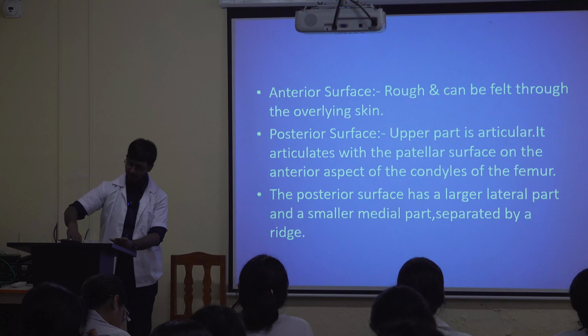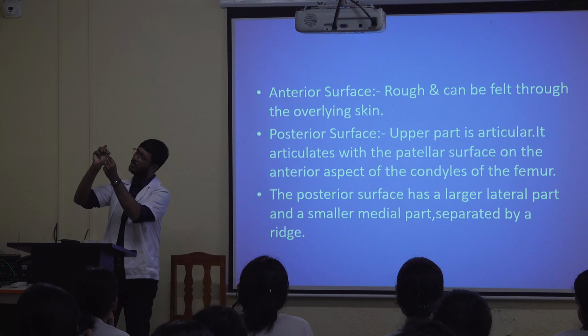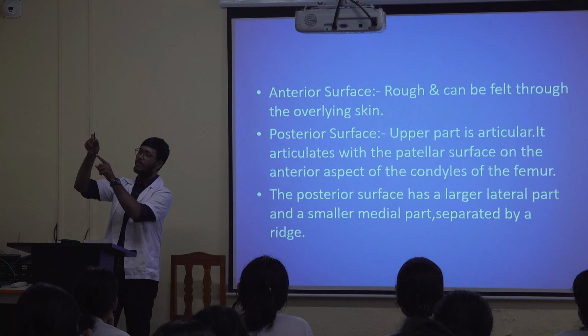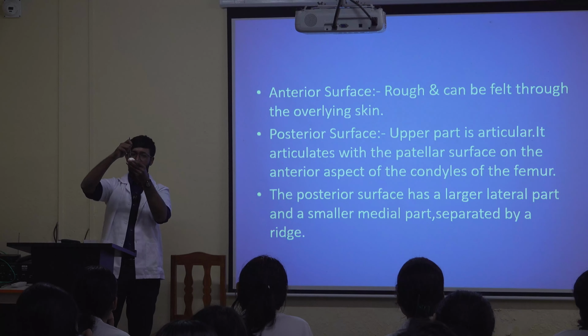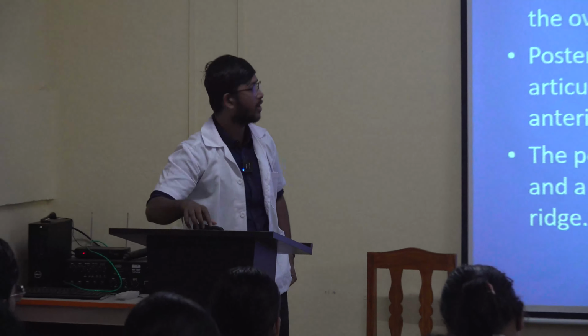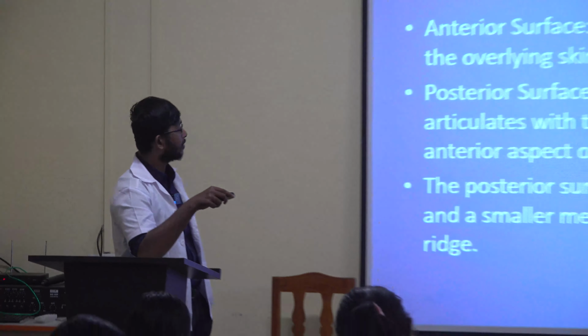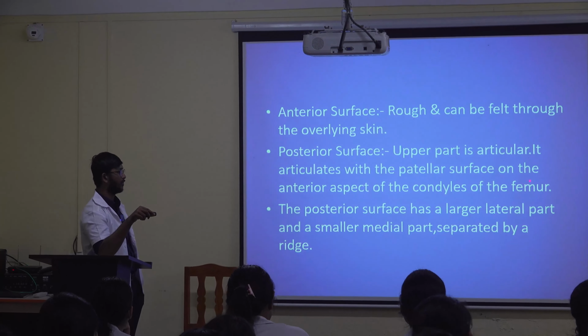Now you know what the anterior aspect of the condyles is. Basically, if this is the femur and these are the condyles, suppose this is the medial condyle only. It will have an anterior aspect and a posterior aspect. So if the patella is present like this, forming articulation like this, the anterior aspect of the condyle has been covered. That is what it is saying, that it articulates with the patellar surface on the anterior aspect of the condyles of the femur.